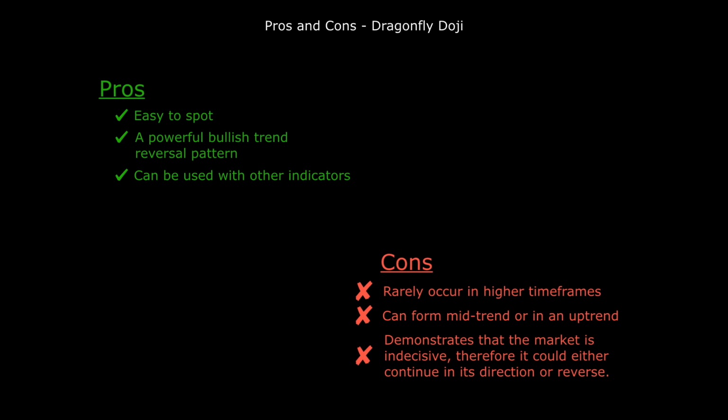Let's have a brief overview of the pros and cons of trading a Dragonfly Doji chart pattern. Dragonfly Doji pros. Easy to spot. A powerful bullish trend reversal pattern. Can be used with other indicators. Dragonfly Doji cons. Rarely occur in higher time frames. Can form mid-trend or in an upwards trend. Demonstrates that the market is indecisive, therefore it could either continue in its direction or reverse.